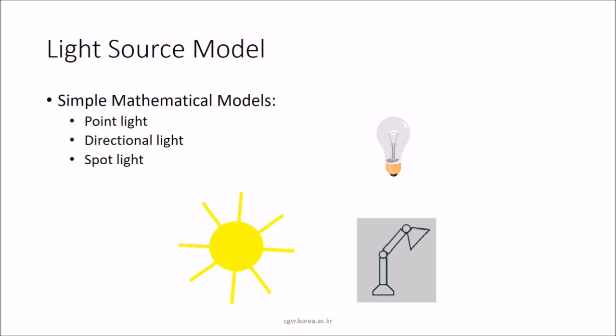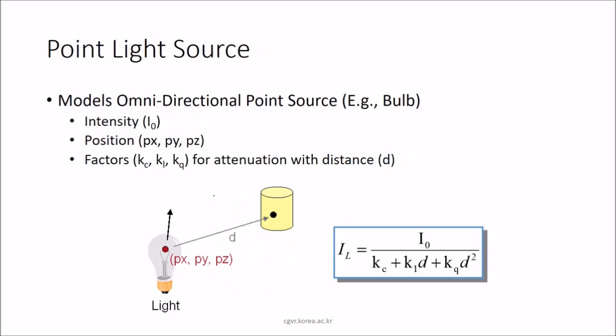So for light source models, there are certain mathematical models. One is the point light, then you have directional light and spotlight. These are the three kinds of light for which we can make models. So let us start with the point light source.